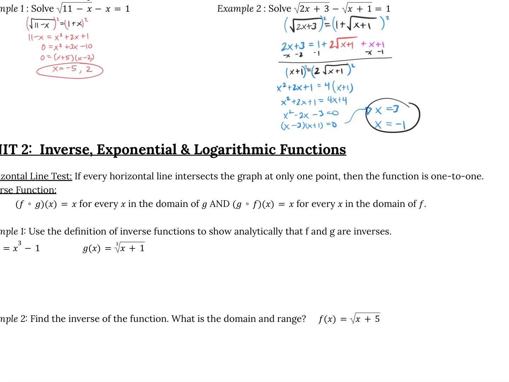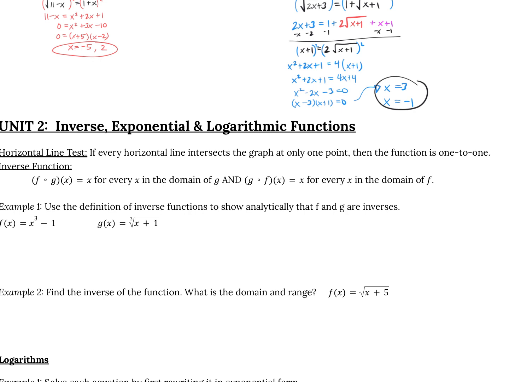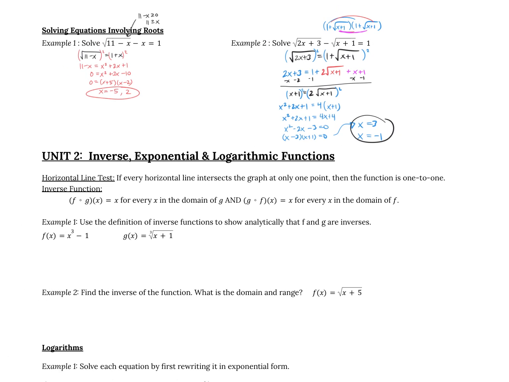Okay, Unit 2 is all about inverse exponentials and logs. You will have to graph a log function on your test and then do a few of these other things as well. So just two definitions up front. The horizontal line test tells us if we draw a bunch of horizontal lines on a graph, if it only crosses the graph at one point, then it's called a one-to-one function.